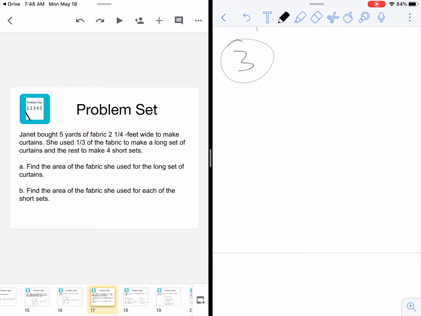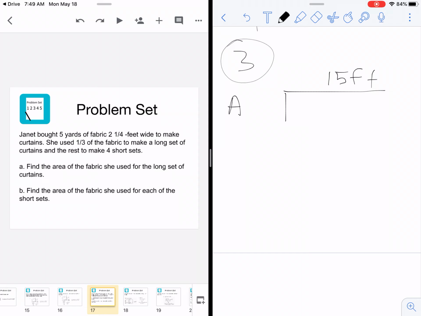Look, here we have feet and yards. So we're going to have to convert that yards to feet, okay? Because we have 2 different measurements. So we're going to find the area. So 5 yards of fabric that's our length. That goes this way, which is 5 yards times 3 feet gives us 15 feet.